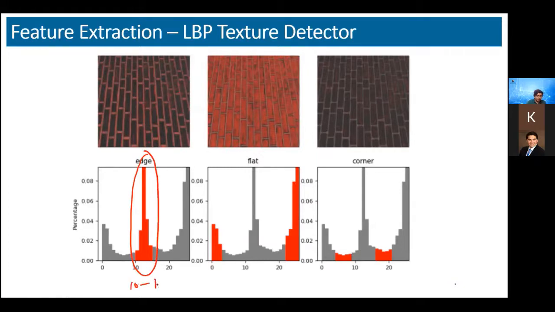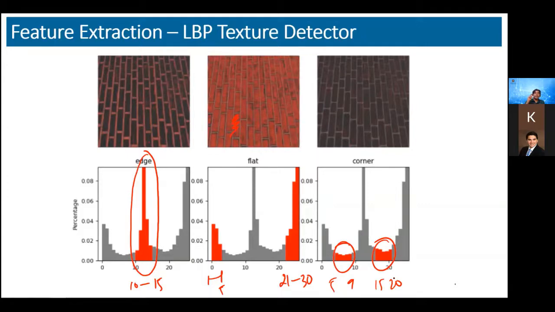between 10 to 15. Where you have flat regions in a pavement, the bricks are the flat regions, the inner region. So wherever you have those inner regions, those will lie either between 0 to 5 or between 21 to 30. And the corners will lie between, let's say, 5 to 9 and 15 to 20.